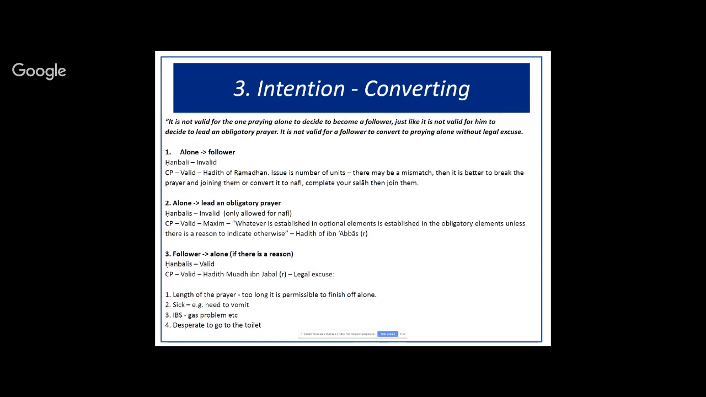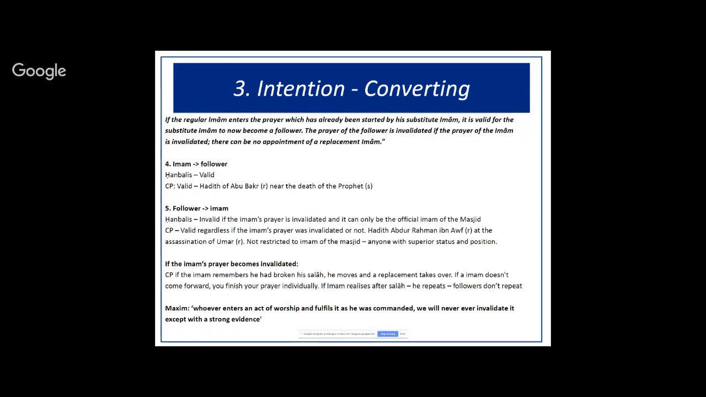So what are these reasons? It can be the length of the prayer. If it's too long, it's permissible to finish off alone. That's the direct evidence we've just quoted. If you're sick, you need to vomit, or anything else similar to that, IBS, desperate to go to the toilet, these are common sense things, valid legal reasons for you to leave the Jama'ah.